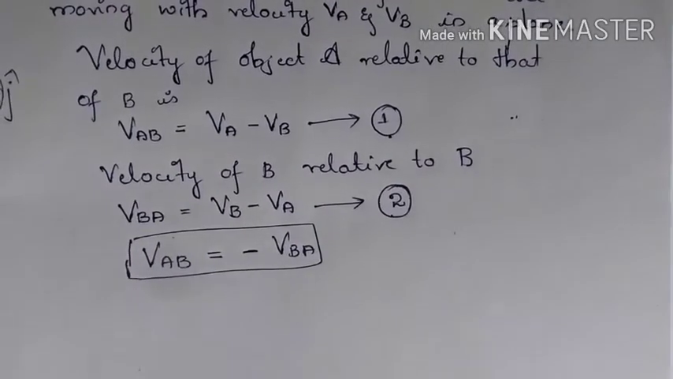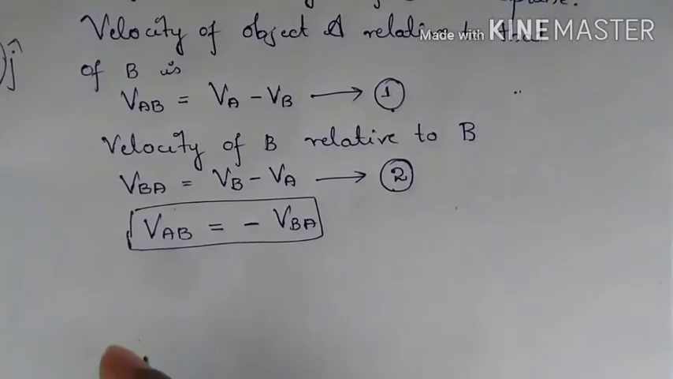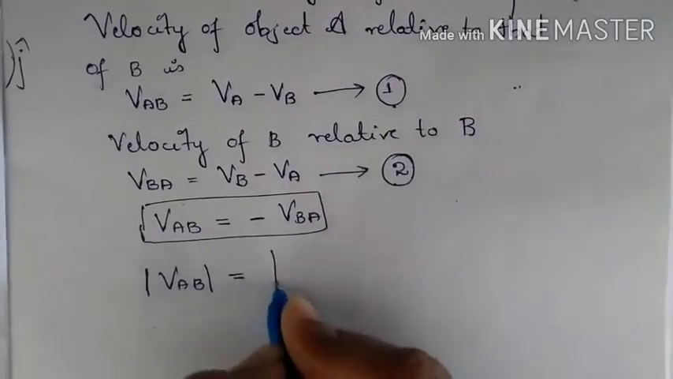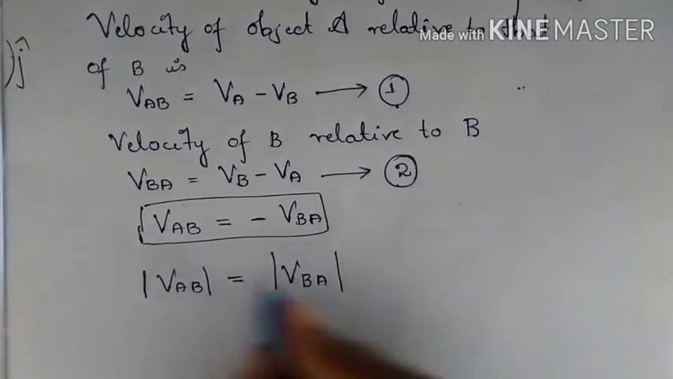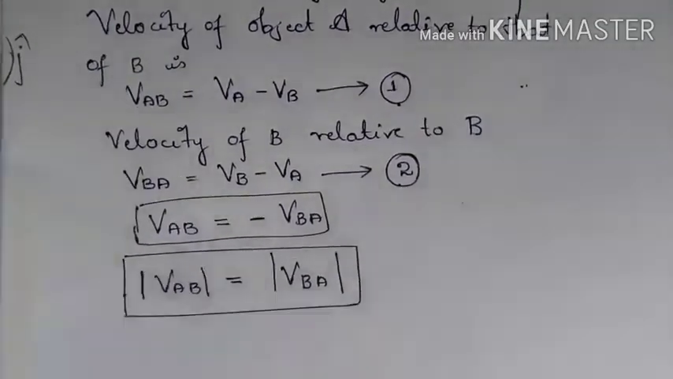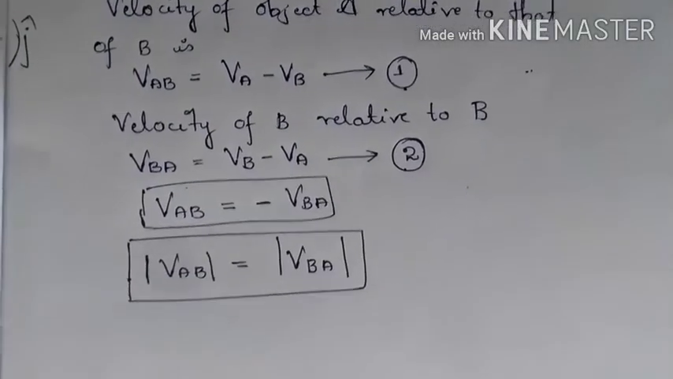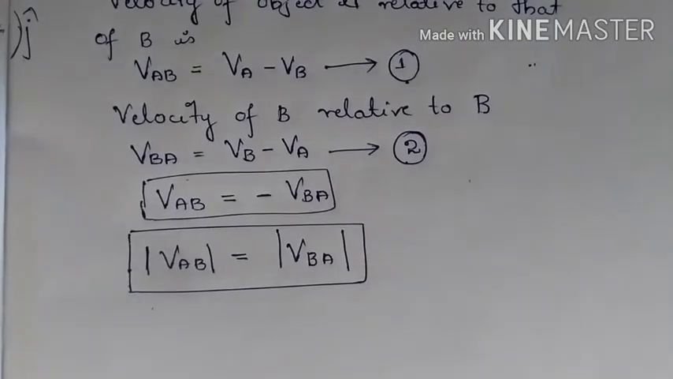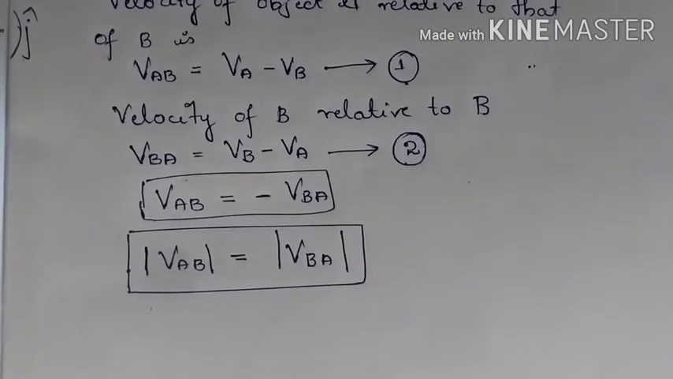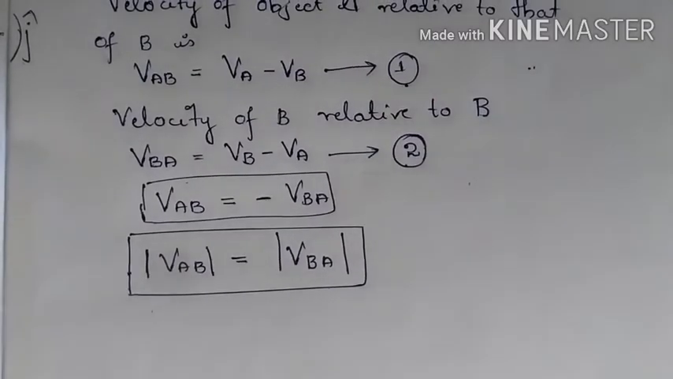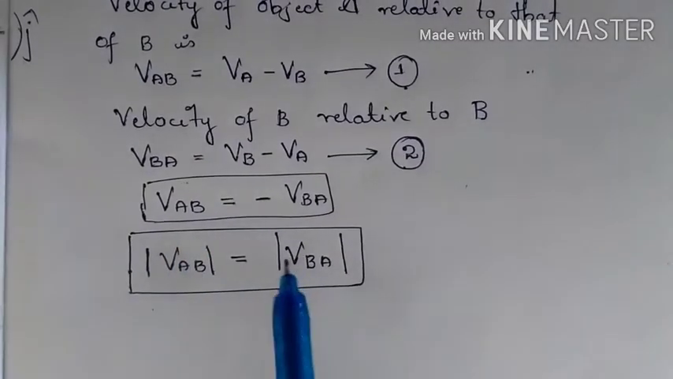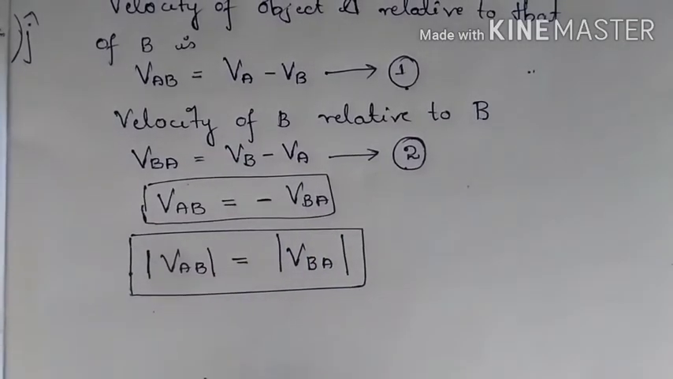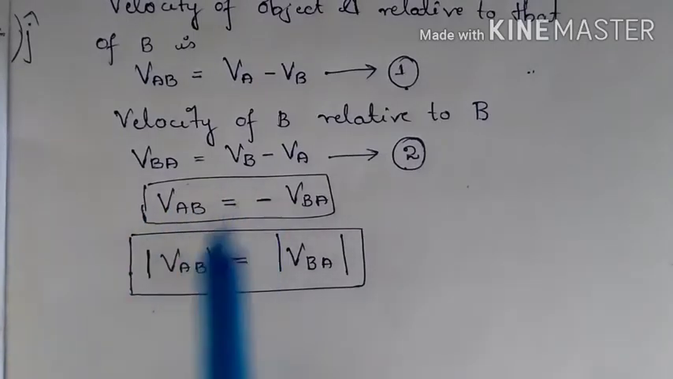Now if you take the magnitude, the mod of VAB will be equal to the mod of VBA. This is another equation wherein you are not considering the direction. So this is the relative velocity of objects which are moving in a plane, or in two dimensions. This concept is pretty much similar to the concept we learned in the motion in a straight line chapter, so there is nothing difficult in this.